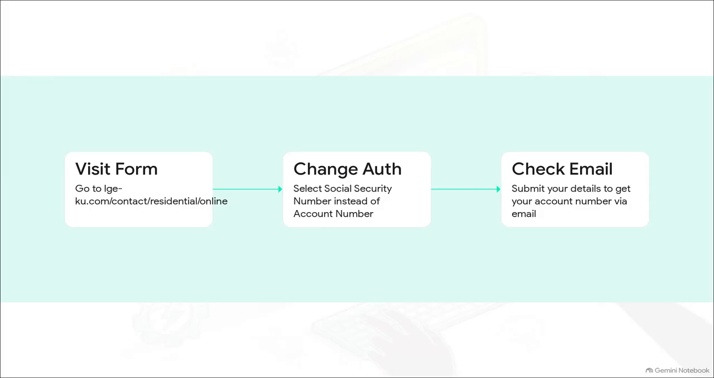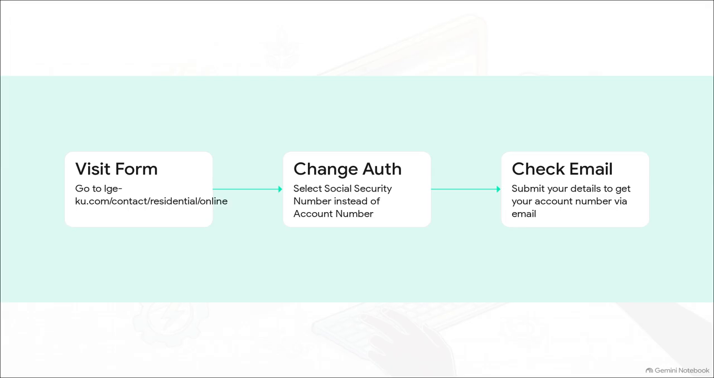But here is the crucial workaround. You can use this clever bypass trick using the utility's digital validation form. Here's your step-by-step guide. Step 1. Instead of the main login page, you want to visit lge-ku.com/contact/residential/online. Step 2. On this specific form, look for the authentication type dropdown.